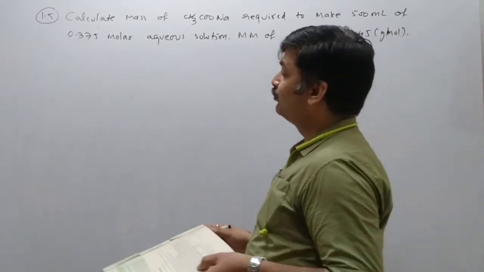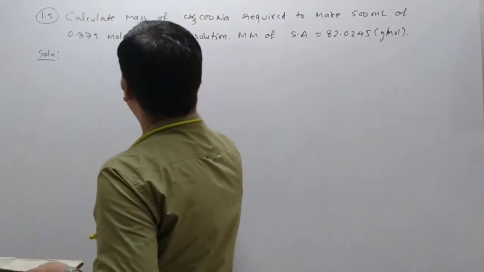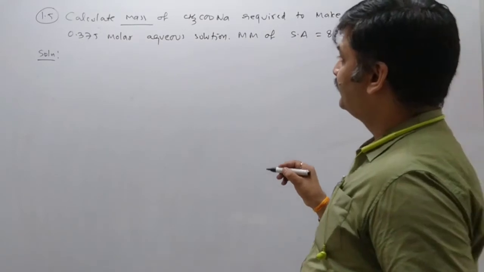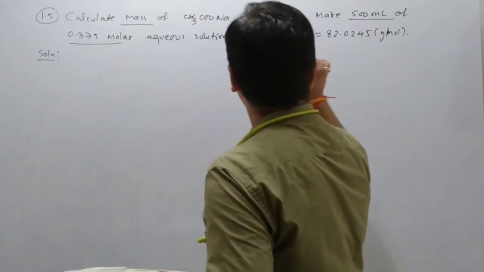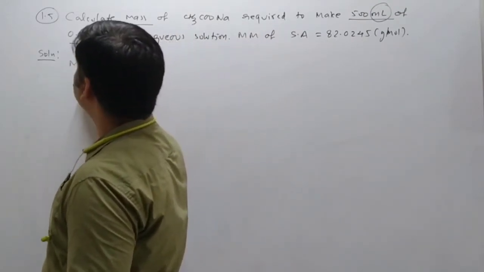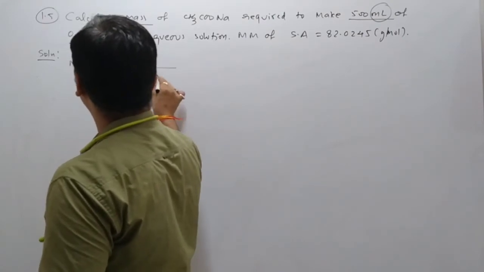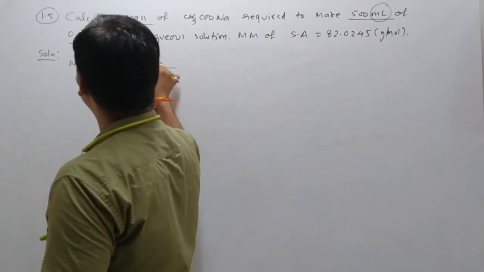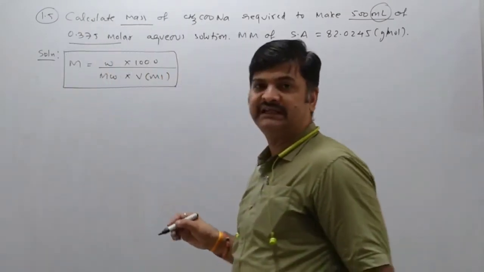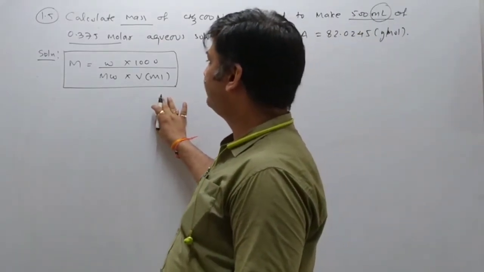Clear? This is the molar mass. Now we have to determine the mass. Volume is 500 ml and molarity is also given, and volume is given in ml. So our formula of molarity in case of ml is weight, molecular weight, volume in ml, and 1000. This will be the formula whenever volume is given in ml.